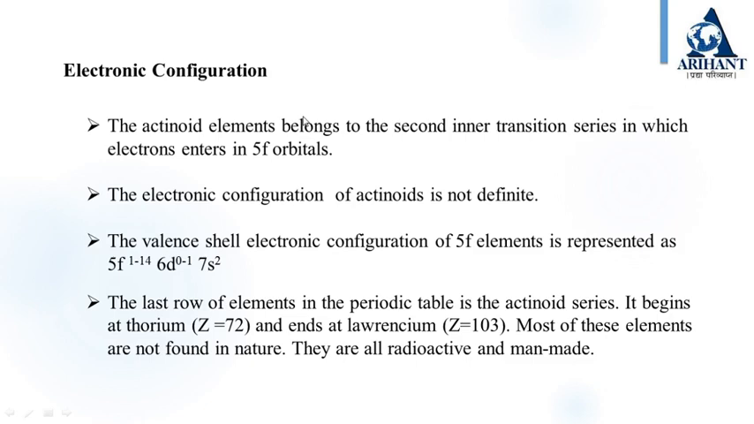The electronic configuration of actinoids is not definite. The valence shell electronic configuration of 5f elements is represented as 5f 1 to 14, 6d 0 to 1, 7s2. The last row of elements in the periodic table is the actinoid series. It begins at thorium and ends at lawrencium, Z is equal to 103. Most of these elements are not found in nature. They are radioactive and man-made.